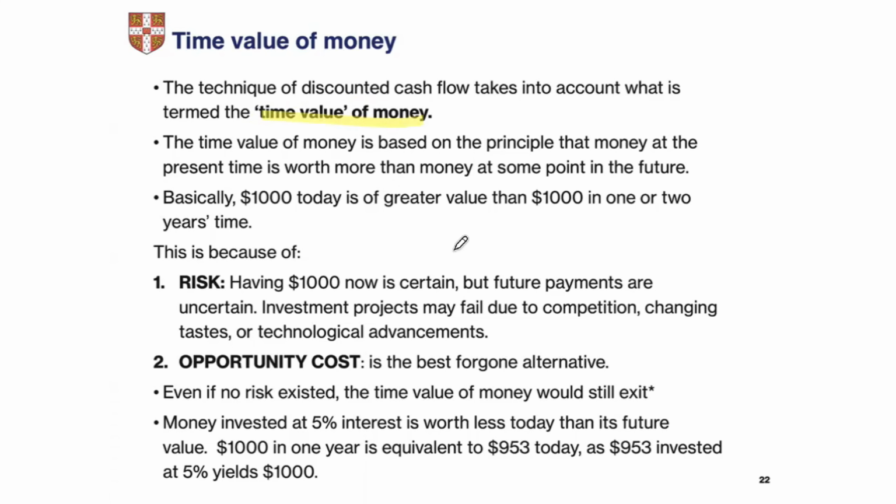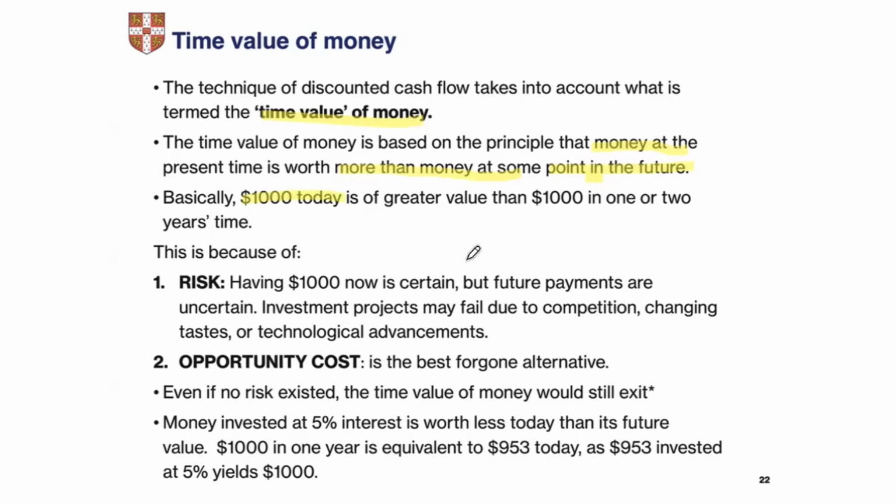It says that the time value of money is based on the principle that money at the present time is worth more than money at some point in the future. Let's read that again. Let it sink in. Money at the present time is worth more than money at some point in the future. When you go to business school, you would hear finance people say $1 today is worth more than $1 tomorrow. And that's what our third point is saying: that $1,000 today is greater than the value of $1,000 in 1 or 2 years' time.